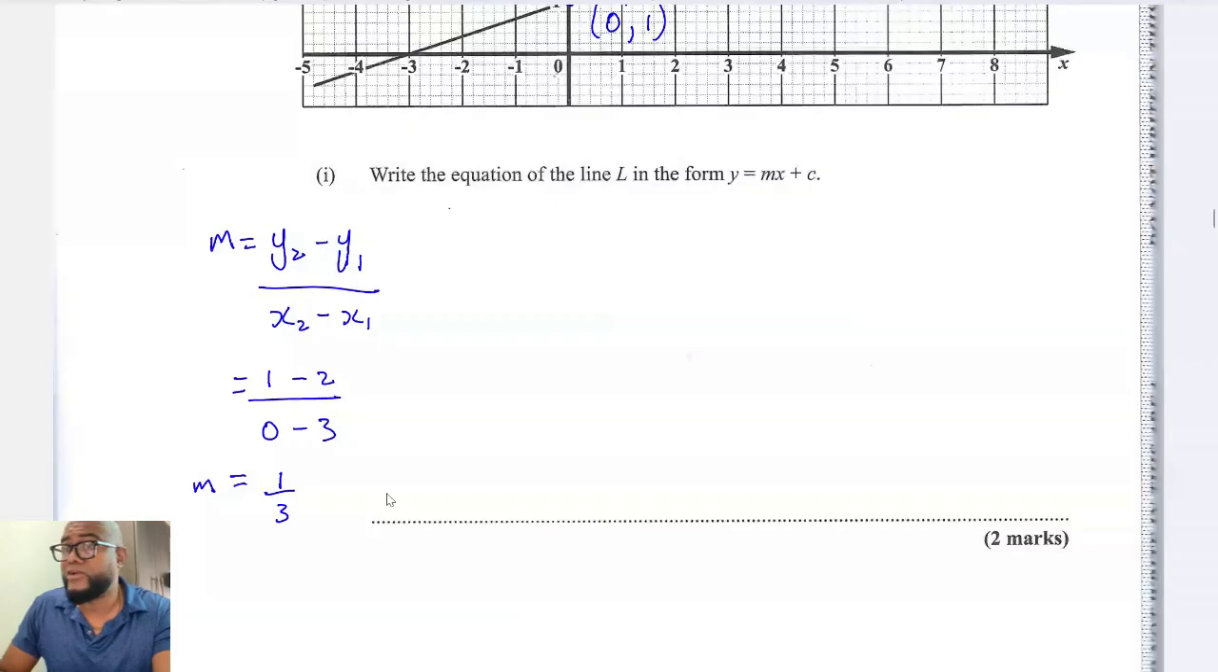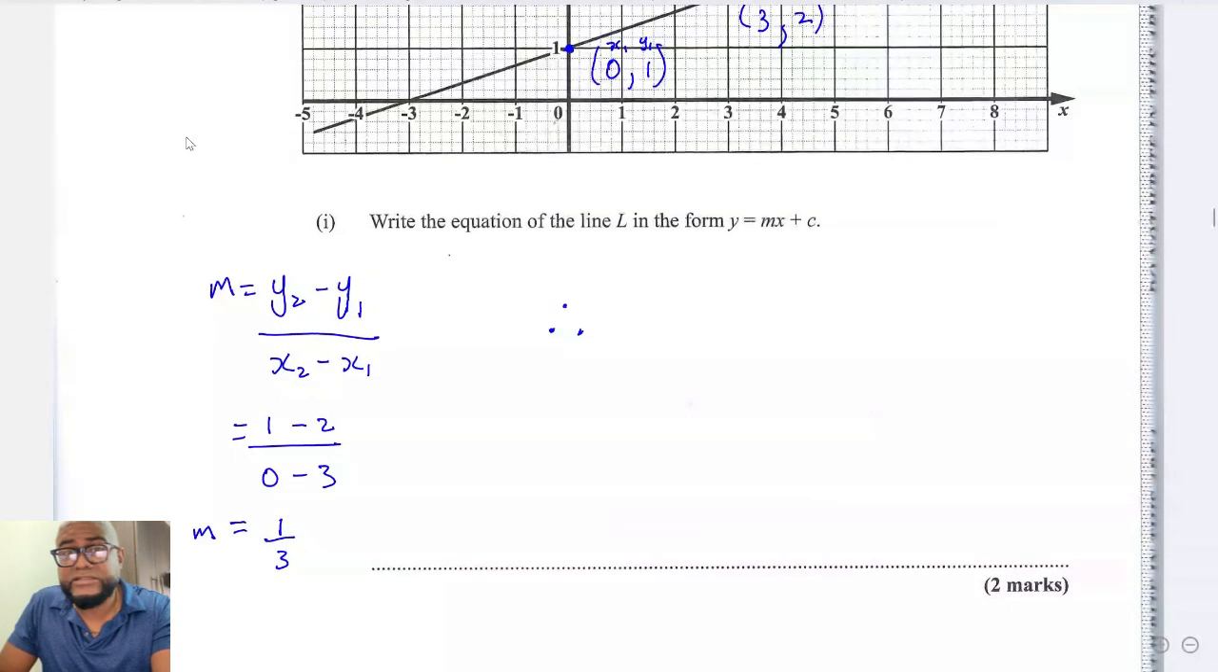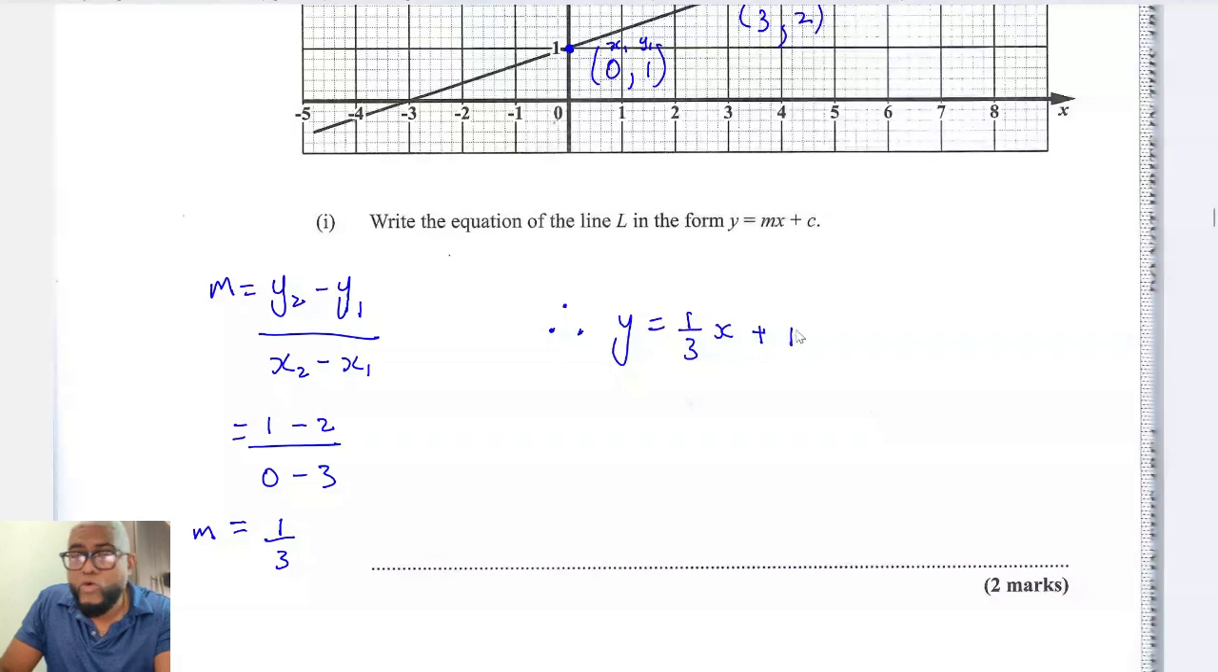Everybody good there? Gradient. Therefore, we don't need to use any formula to find the equation because we had the y-intercept. And so it'll be y is equal to 1/3 x plus 1. Boom.